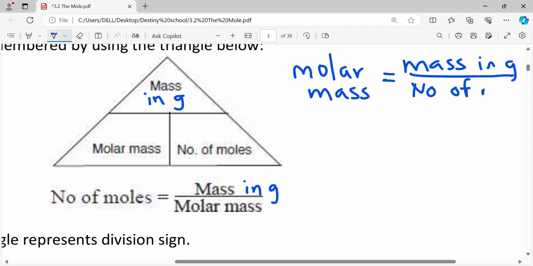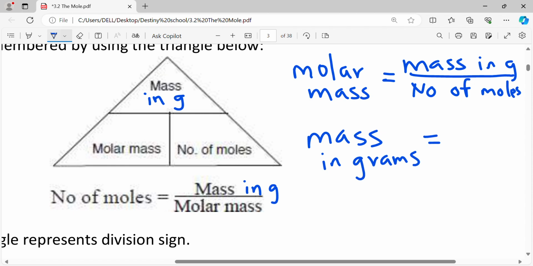Mass in grams over number of moles. And what if we want mass in grams now?